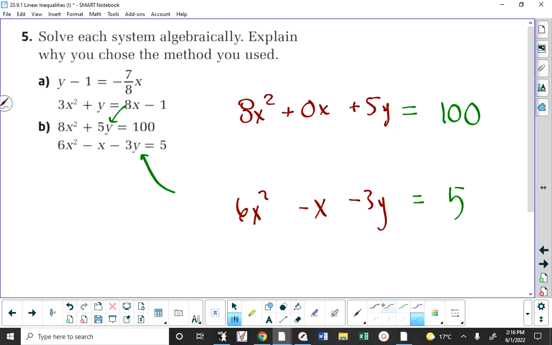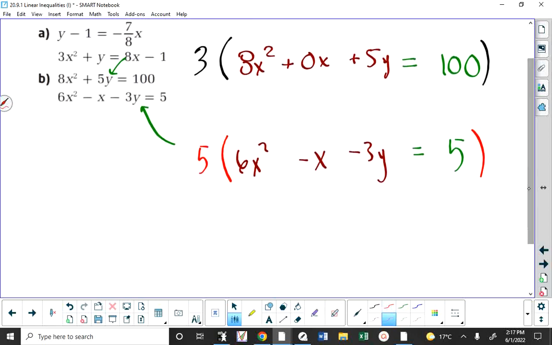So I'm going to multiply this equation by 3, and this equation by 5. Do you see what that's going to accomplish? Okay. And I'll stop messing with the colors now.